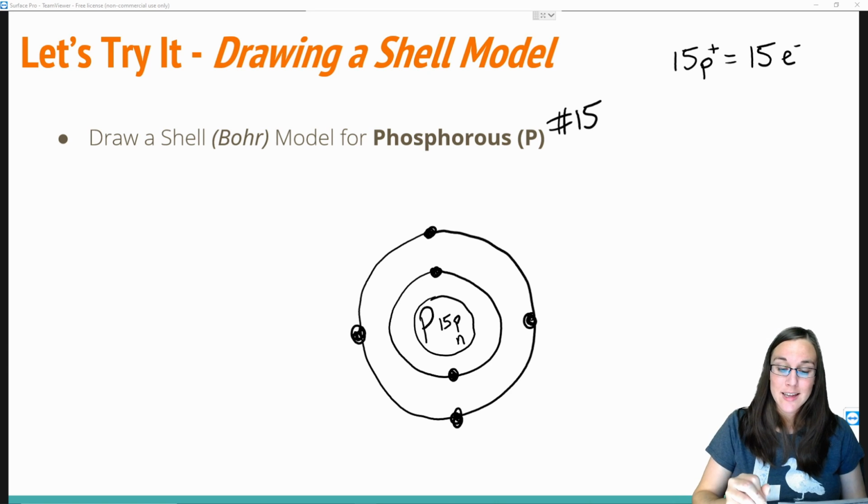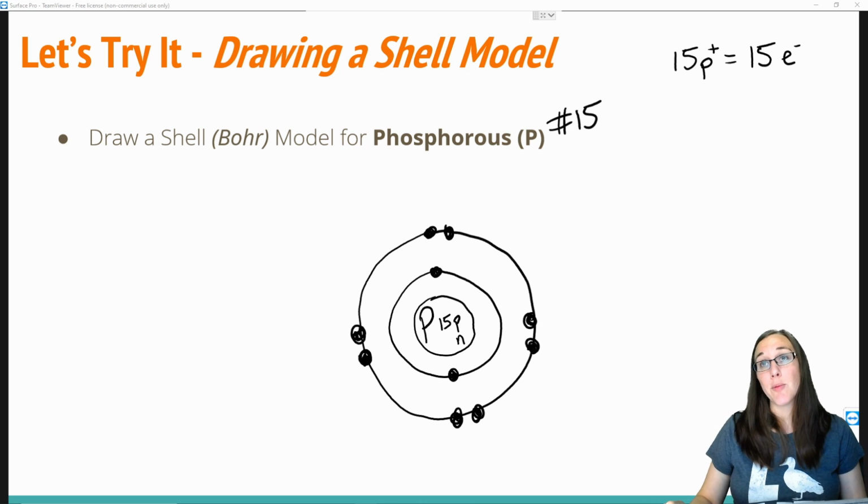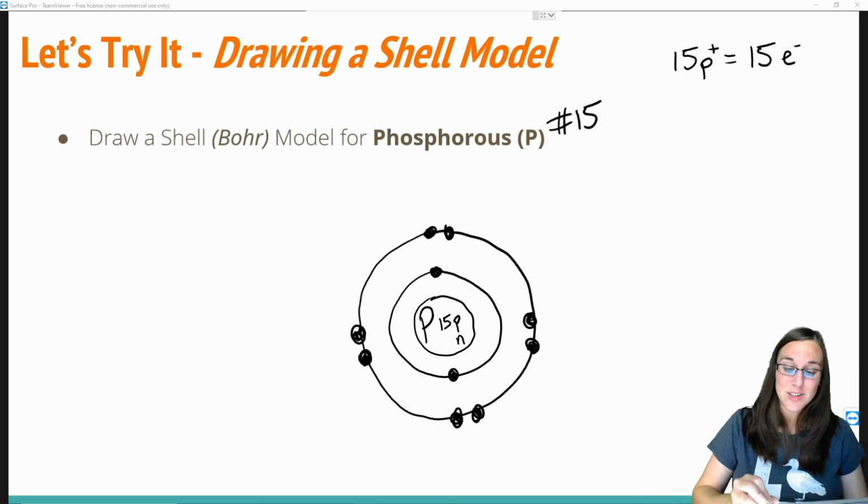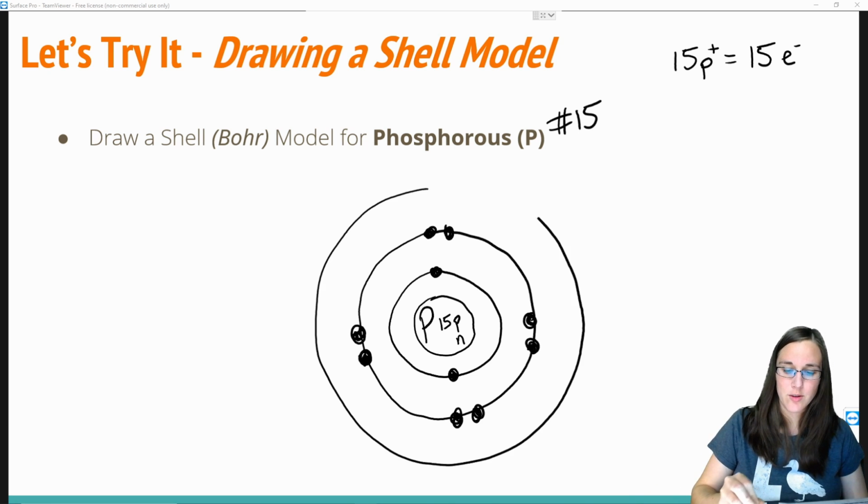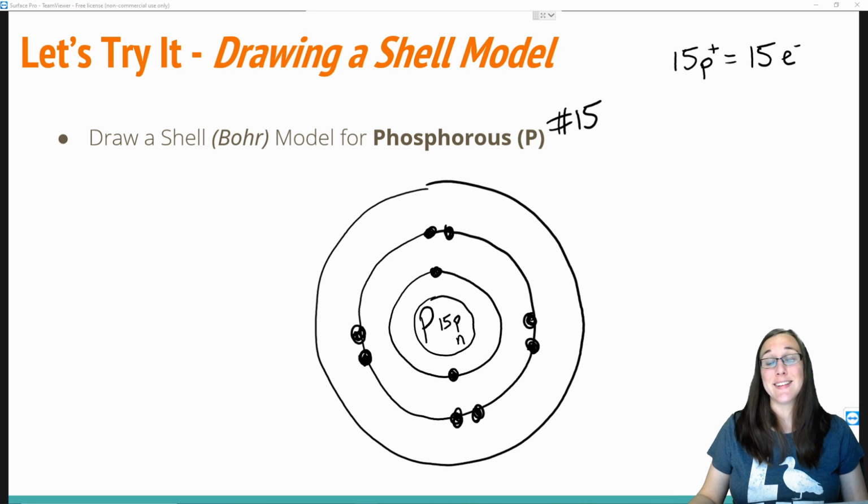So we have 1, 2, 3, 4, 5, 6, 7, 8, 9, 10. Oh boy. So now we filled up the second shell. We have 10 electrons, and we still need to put in 5. So we need to go to a third shell. Whew! That's a big atom.